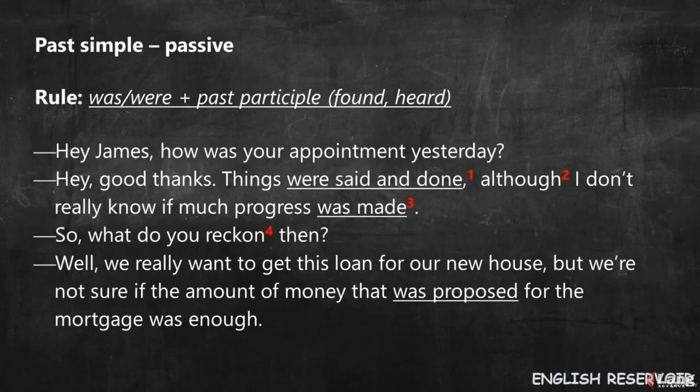Past simple, passive. Rule: was or were plus past participle, i.e. found or heard.